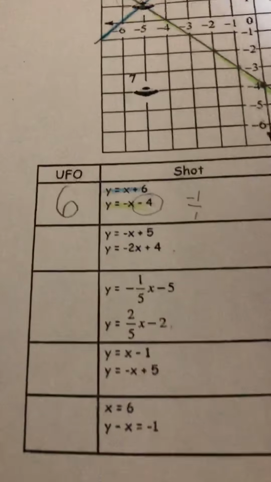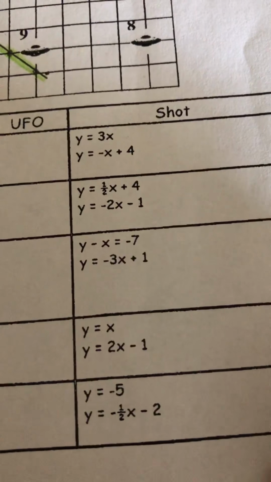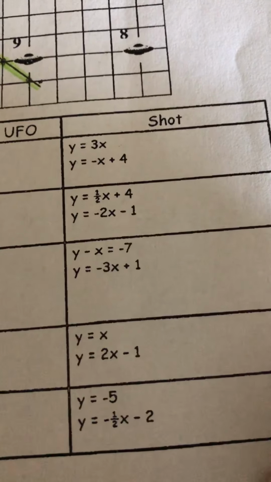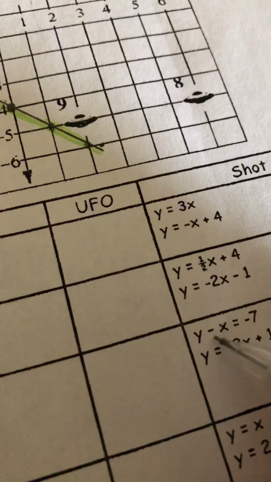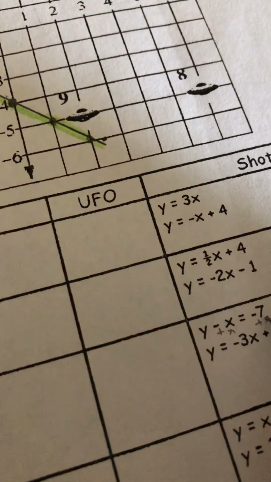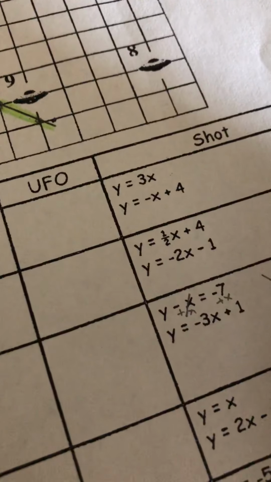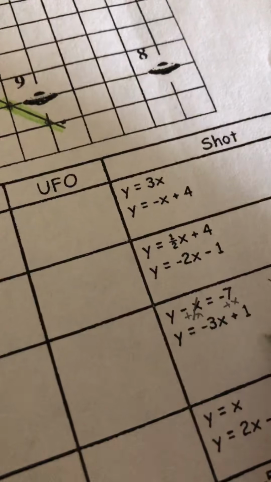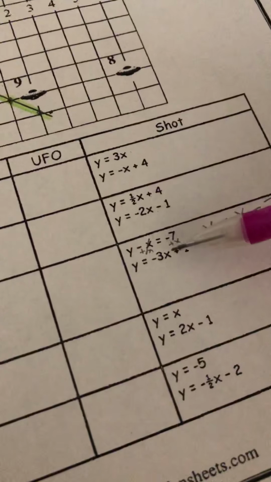Okay. A few of these you're gonna have to change into slope-intercept form. Let's see. Where is it? This one right here, y equals negative x minus 7. Remember, you just need to add x to both sides there. So that's gonna be y equals, those cancel, and that's gonna be y equals x minus 7. So make sure when you're graphing that one, I think all of these other ones are in slope-intercept form.